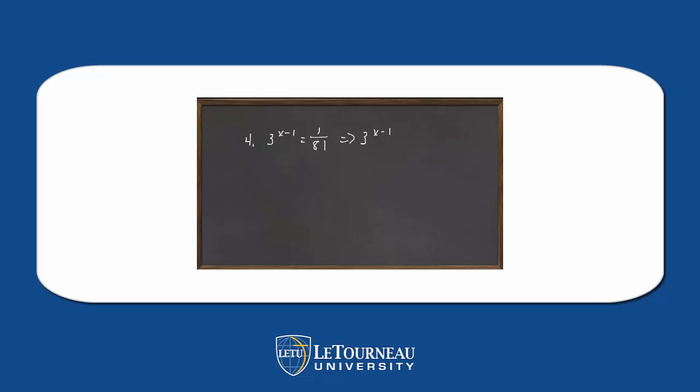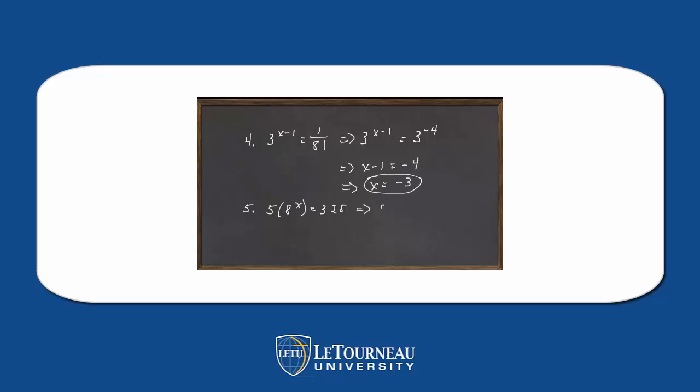Let's try a fourth example here. 3 to the x minus 1 equals 81, and remember, 81 is 3 to the 4th. So we have 3 to the x minus 1 equals 3 to the 4th, so x minus 1 equals 4, and x is 5, if I did my arithmetic right.